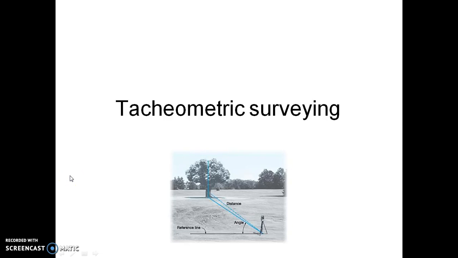Hello, good morning. Now we are going to see about tachometric surveying in the surveying third unit. It is the heading which we are going to deal with. It's the continuation of theodolite surveying.